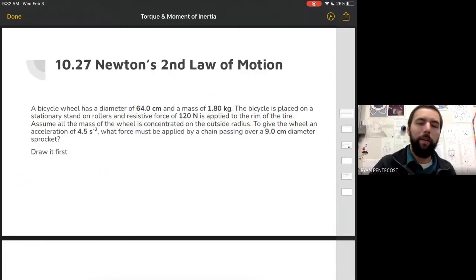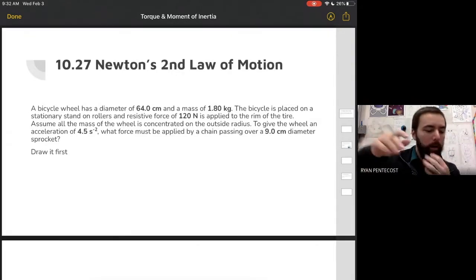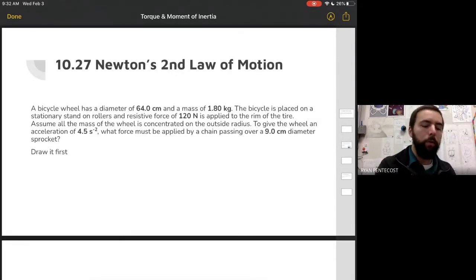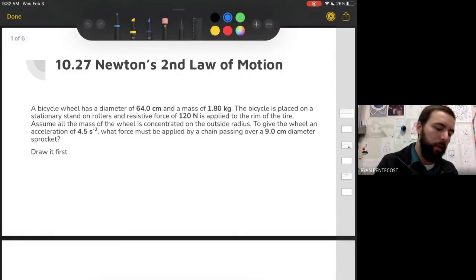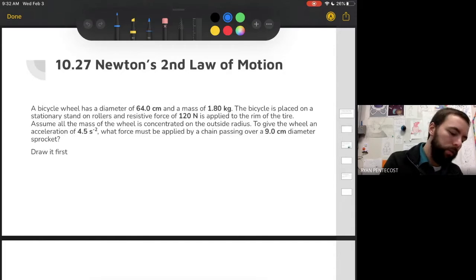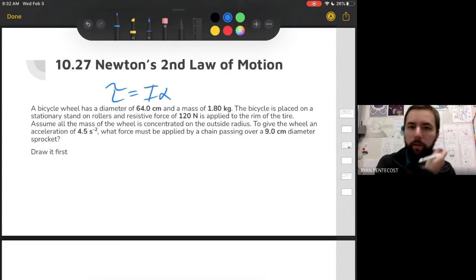Hi, everyone. Today we're talking about torque and moment of inertia. First, let's talk about how torque and moment of inertia are going to help us solve new problems. So we'll review Newton's second law of motion in regards to torque, right? This says torque is I alpha, okay? And now we're going to use that here.